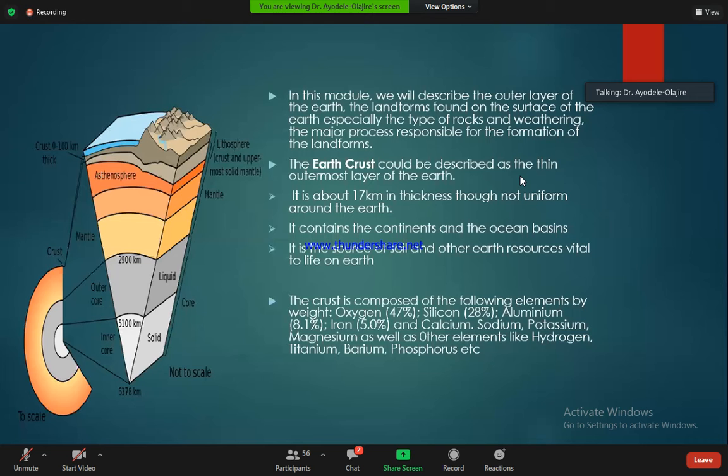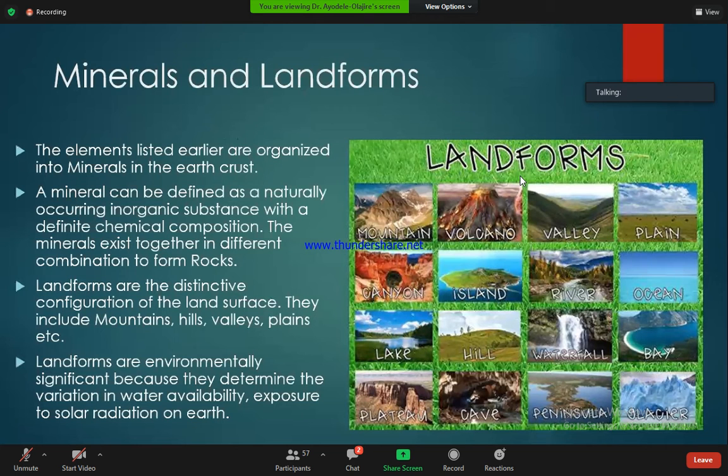Which element makes up the most, has the highest percentage within the crust? Oxygen. And this is followed by silicon, and then aluminum and iron. All right, so I'm glad we're all following. Now, I just talked about the crust in summary, and I said the crust is where we have landforms.